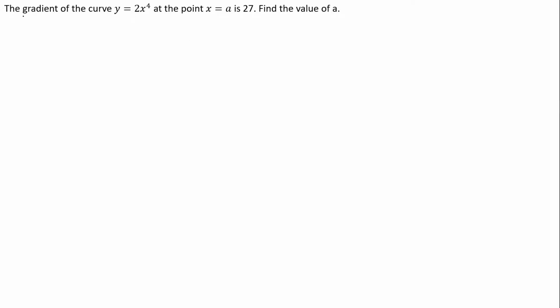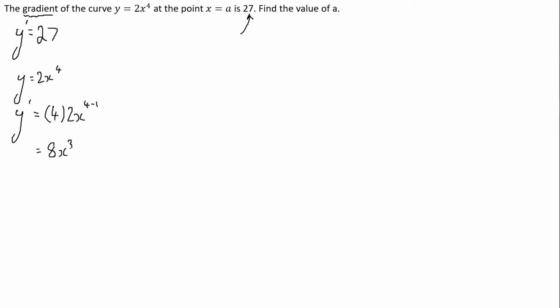So, question 3. The gradient of the curve y is equal to 2x to the 4th at the point x equals a is 27. So it's telling us the gradient of this equation is 27 at this point. We want to find when y dash is equal to 27. Oh, we need y dash first. So that's the first thing I'm going to do. So y is 2x to the 4th. So y dash is going to be, drag the 4 to the front, 4 times 2x to the 4 minus 1, which is 8x to the 3.